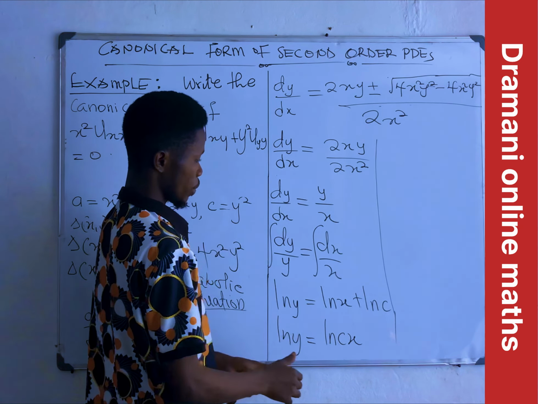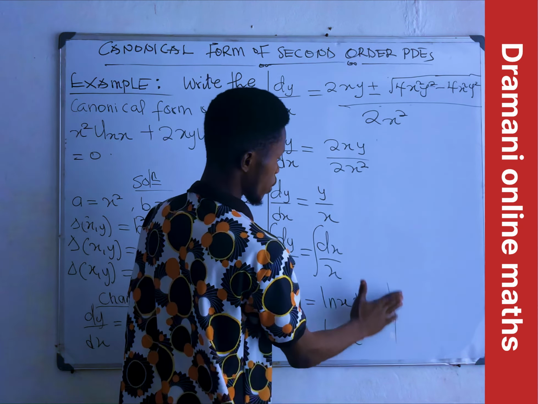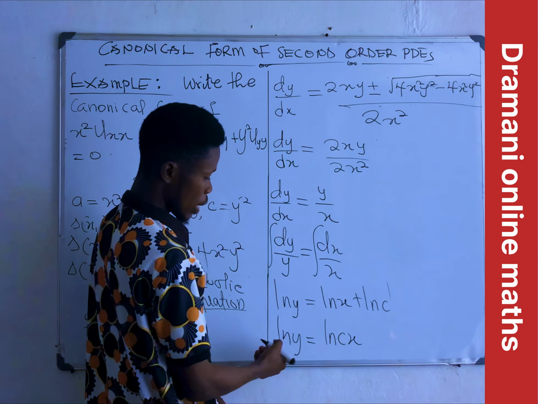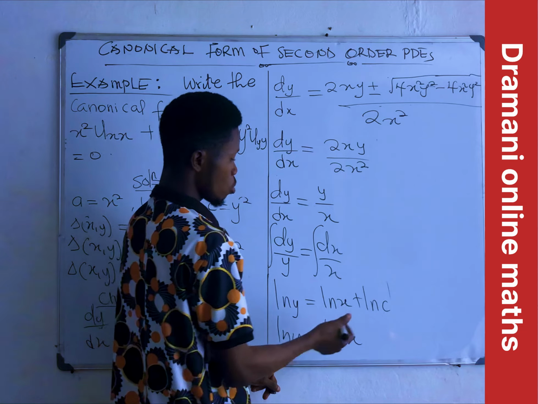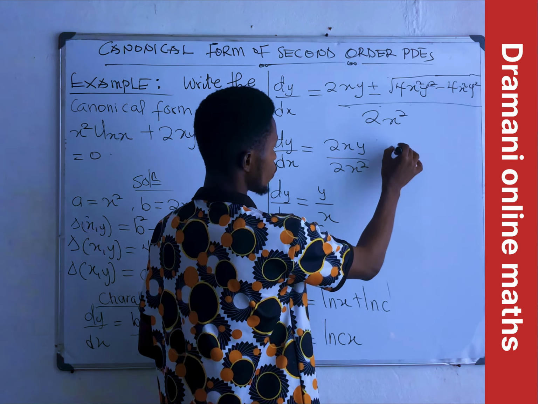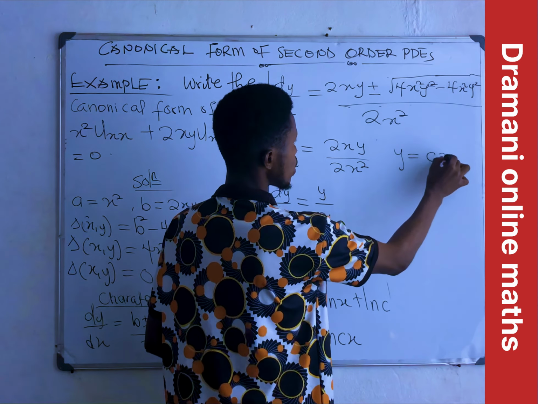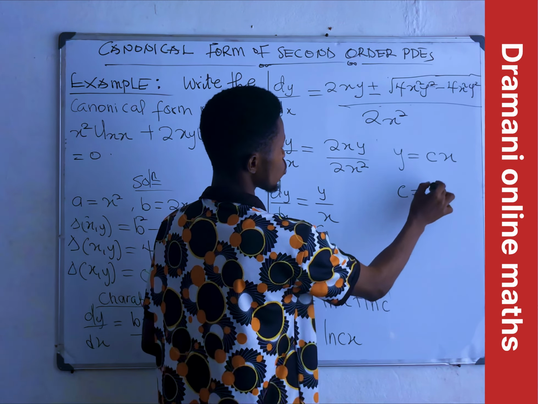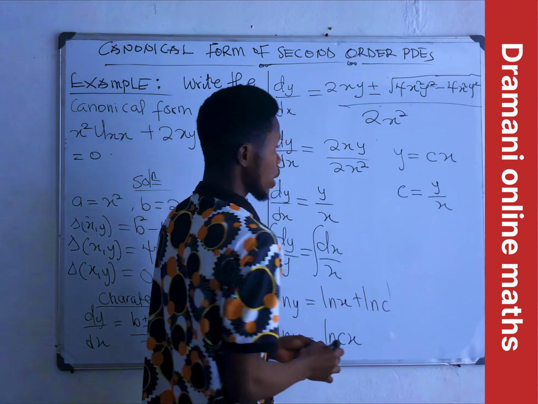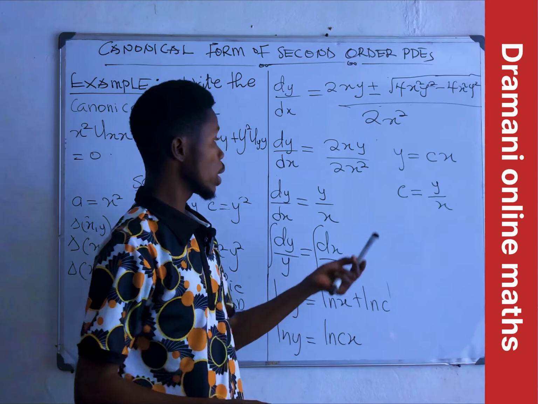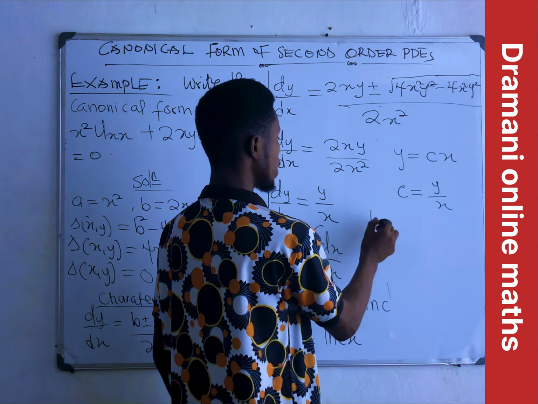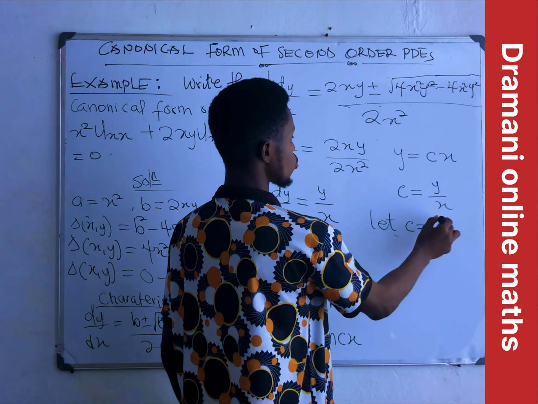Now let's see something here. It's very important to be doing that. This ln y equals ln cx. When you take e on both sides, the ln will go, leaving y equals cx. Now here we want to make c the subject, so our c will be equal to y over x. Now what we do here is that, if you remember, we are going to write this c to be, we let the c to be equal to what?